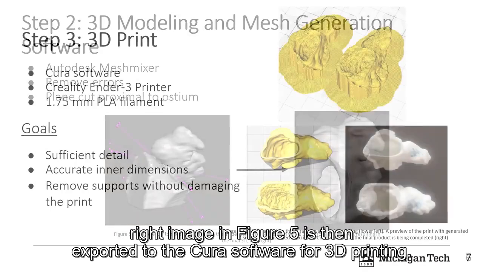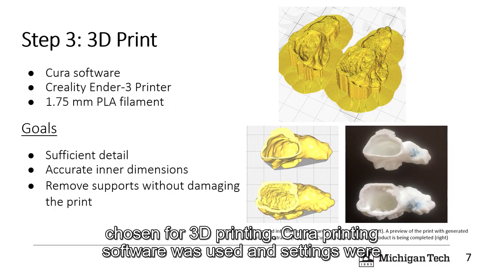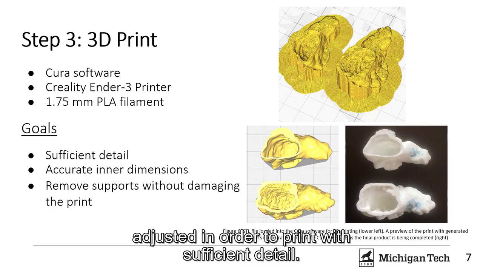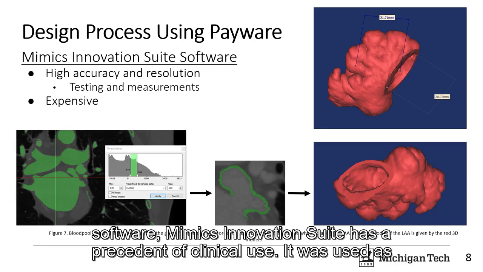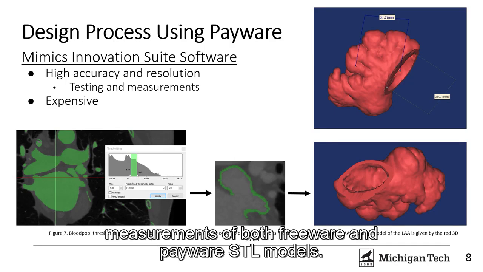3D printing. After finalizing the STL files, one freeware and one payware model were chosen for 3D printing. Cura printing software was used, and settings were adjusted in order to print with sufficient detail. An expensive payware software, Mimics Innovation Suite, has a precedent of clinical use. It was used as a standard for comparison in our project and was also used for testing and measurements of both freeware and payware STL models.